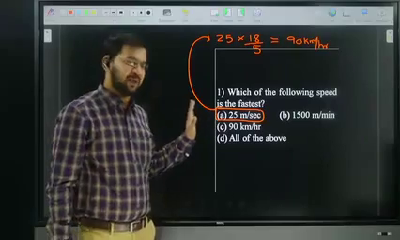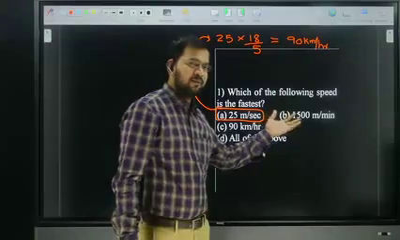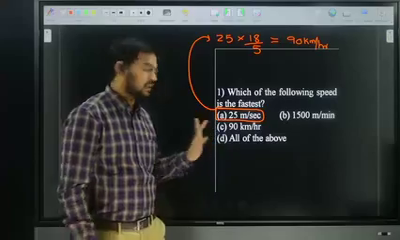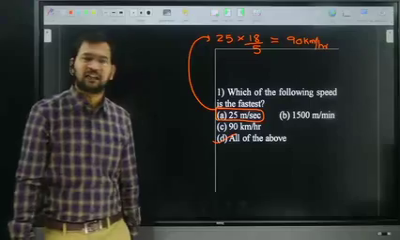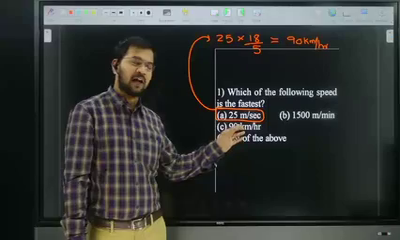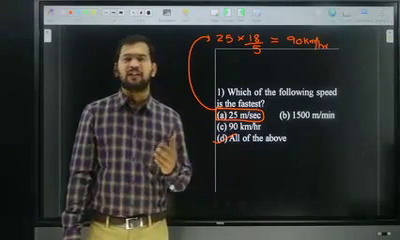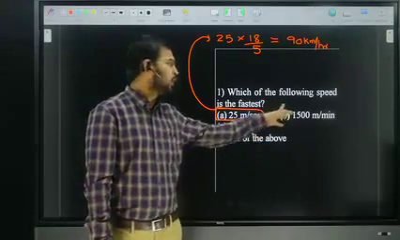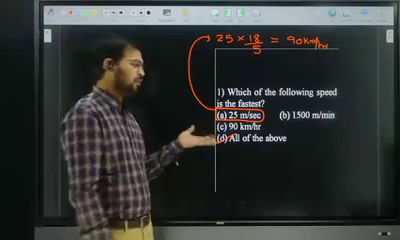A option is 90 kilometer per hour. C option is also 90 kilometer per hour. No need to check B option, because there is no option like A and C are correct. Straight away, I am going to select option D, because if A and C are both correct and all of the above is there, then we would check B also. But here A and C are equal, so no need to check B option. Your answer is what? All of the above.